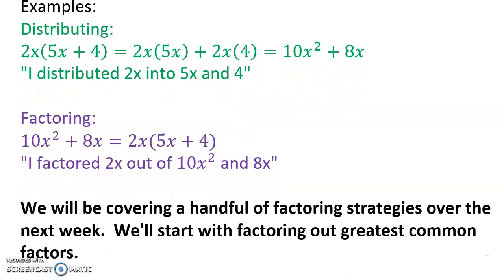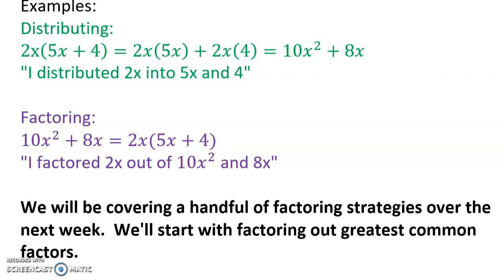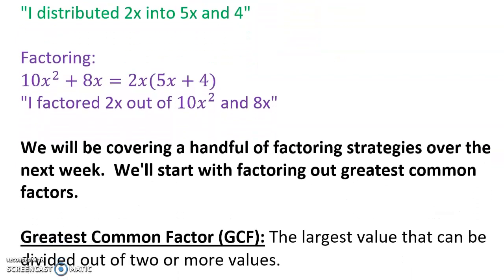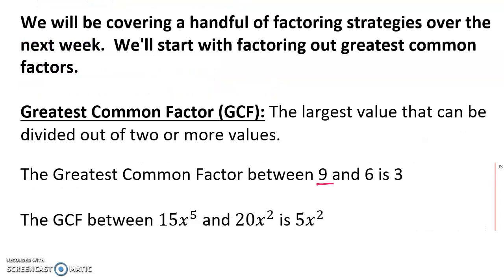So we are going to be covering a handful of factoring strategies over the next week. The first one we are going to start with is the greatest common factor. You may remember the greatest common factor from middle school. It's the largest value that can be divided out of two or more values. As an example, the greatest common factor between 9 and 6 would be 3. 3 multiplies into 6 and 9, and it's the biggest number that I can think of that multiplies into both.